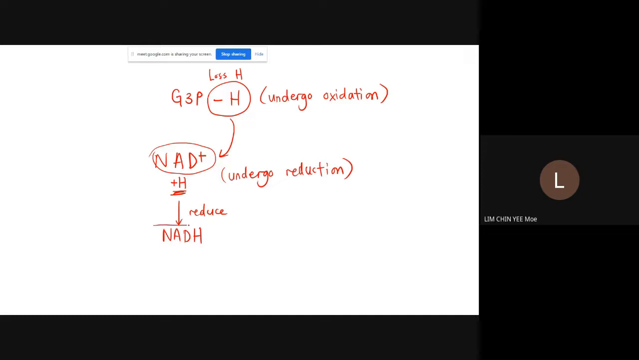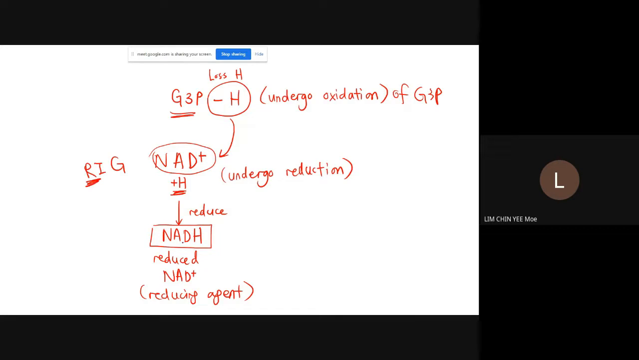Good job, and that's why we say NAD plus is reduced to NADH. Inilah kenapa kita cakap NADH is the reduced form of NAD plus. It means that dia form lepas dah reduce, NAD plus reduce. So bentuk NADH ialah the reduced form of NAD plus, and also it is a reducing agent. Ini je yang you kena ingat dekat step 6. Dia ada oxidation of G3P. G3P dah hilangkan hydrogen dia. Dah hilang hydrogen, siapa yang dapat? NAD plus yang dapat. So NAD plus tu dah reduce sebab dia gain hydrogen. So dia reduce jadi NADH. And NADH is a reducing agent.